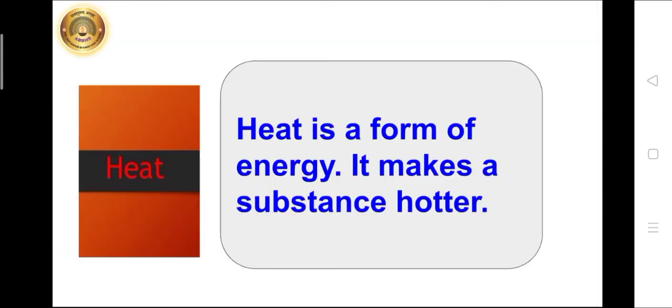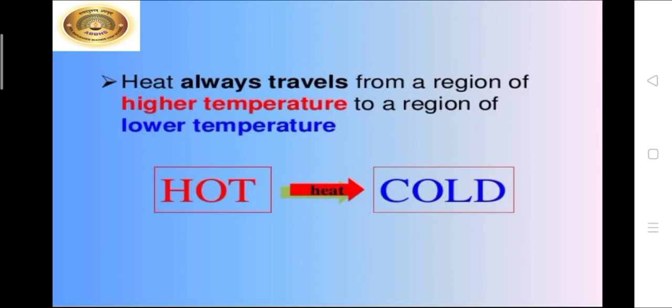First of all, what is heat? Heat is a form of energy. It makes a substance hotter. When we take a hot object in the vicinity of a cold one, the cold object becomes warm and the hot one becomes cooler. From this, we can infer heat travels from a region of higher temperature to a region of lower temperature.